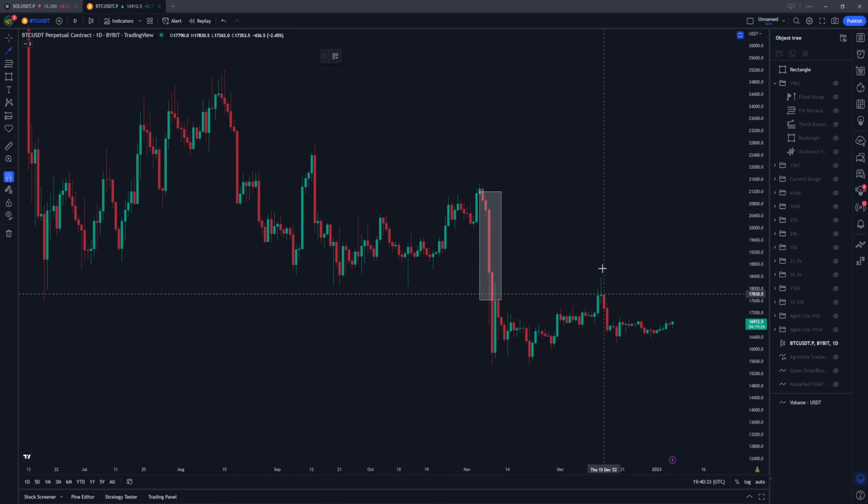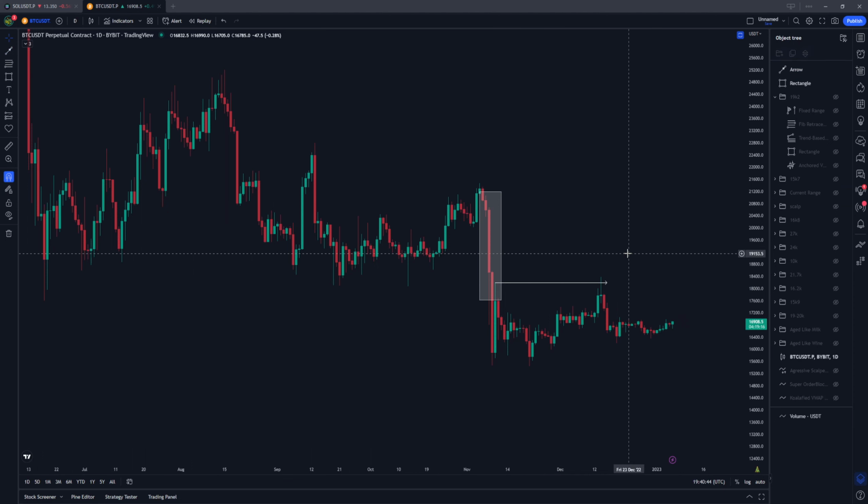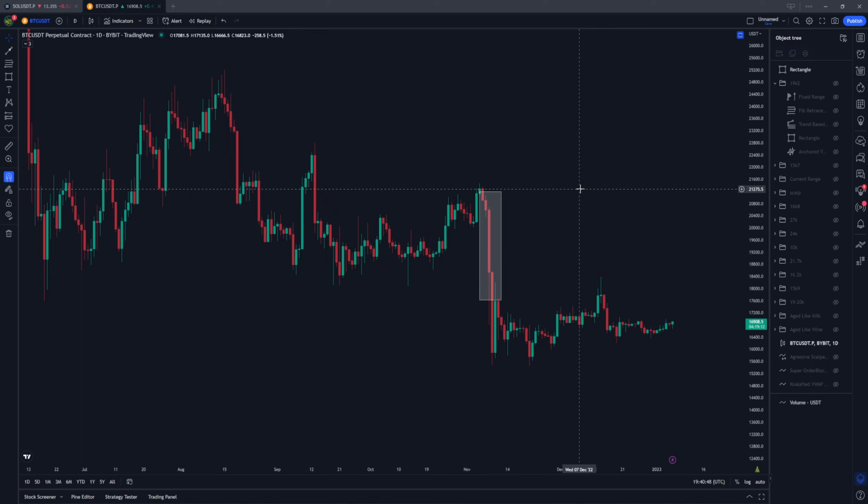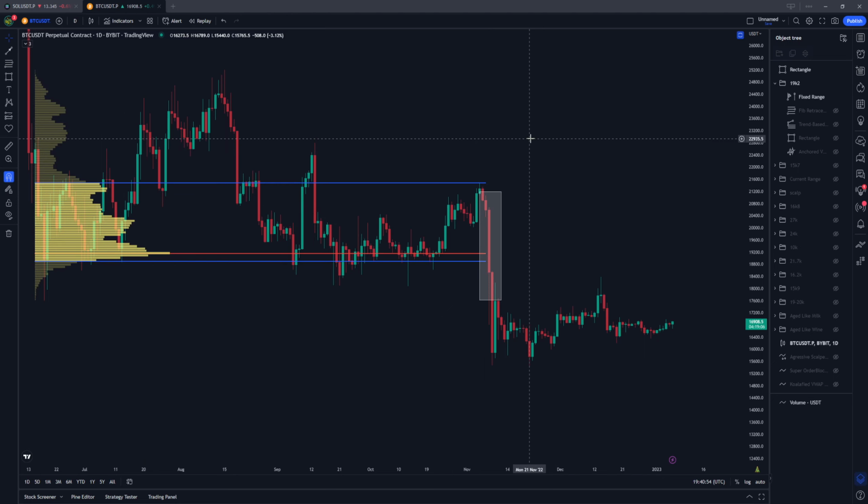You can already see that there was a bit of a revisit here, but I would say this was more of a swing failure pattern of this candle here. So I'm going to go ahead and get started looking for a technical reason to revisit this area. The way I like to start off is to look at the previous range.